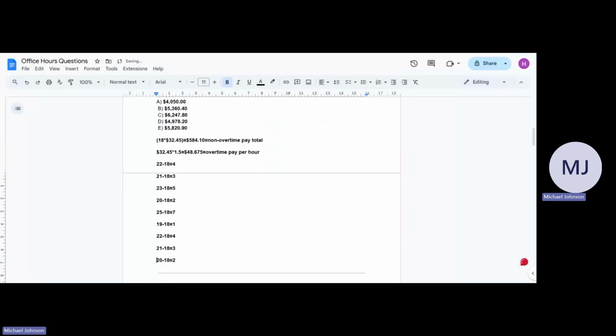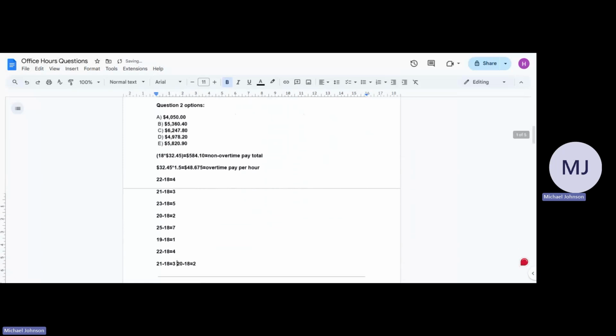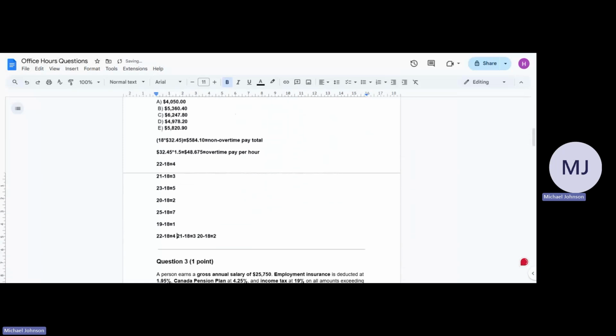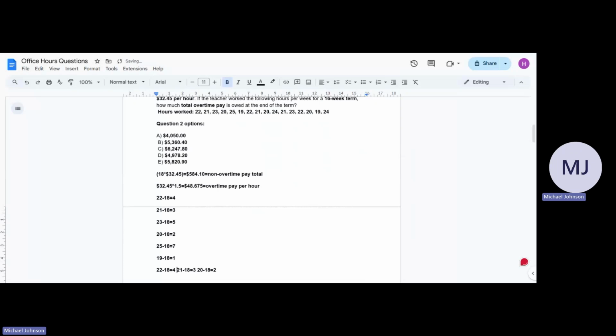And what we'll do is just so we're able to see it all here, we will put a lot of it on the same line here. So 20 minus 18 we did equals 2. 24 minus 18 equals 6. 21 minus 18 equals 3. 23 minus 18 equals 5. 22 minus 18 equals 4. 20 minus 18 equals 2. 19 minus 18 equals 1. 24 minus 18 equals 6.